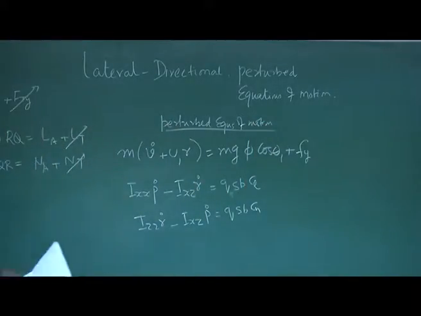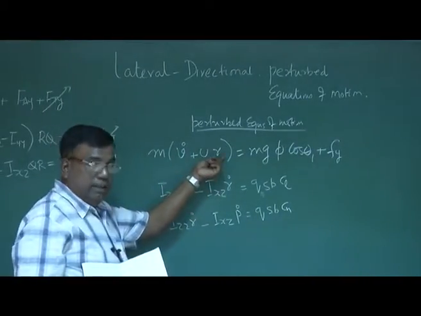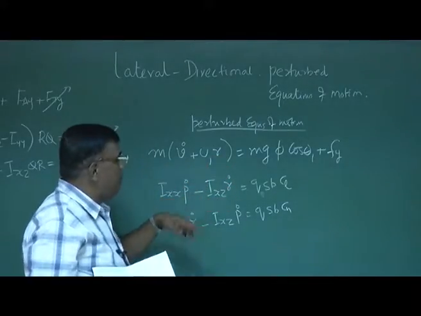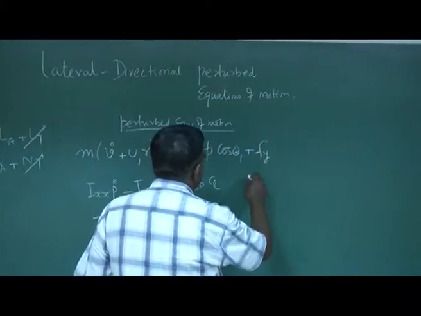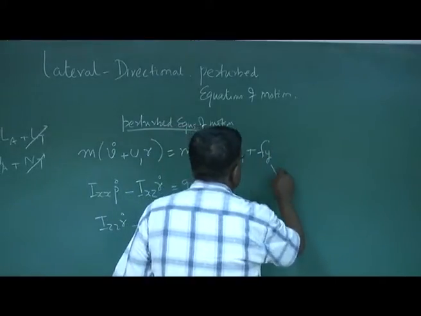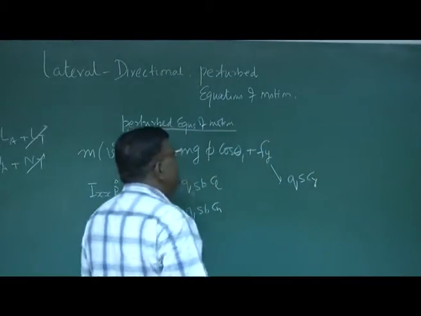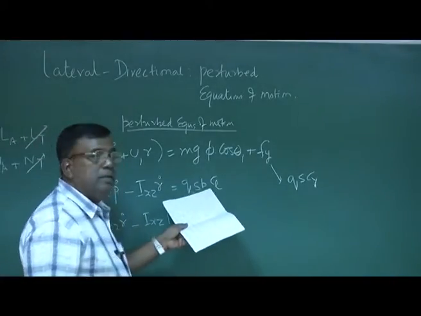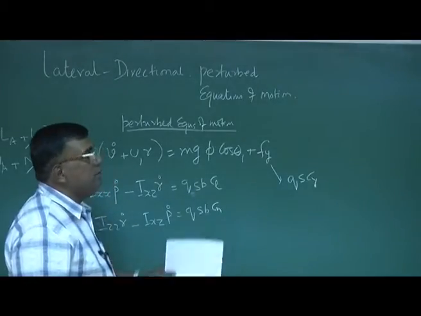In this, what is V? V is the perturbed velocity along the y direction. What is R? It is the yaw rate about the z direction, a perturbed quantity. P is also perturbed. All these are perturbed quantities. And what is Fy here? Fy will be simply Qs into Cy, that is, half rho V squared S into Cy, where Cy is the force coefficient. Similarly, here it is the perturbed rolling moment, Qsb into Cl, and the perturbed yawing moment is Qsb into Cn.